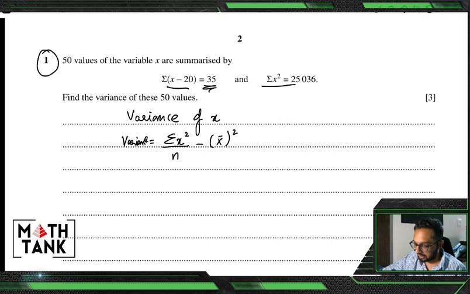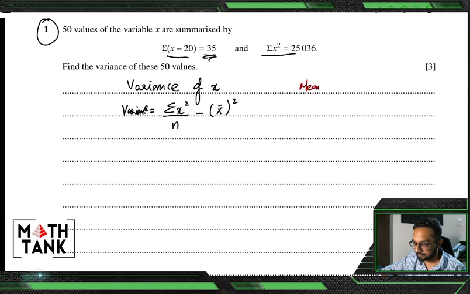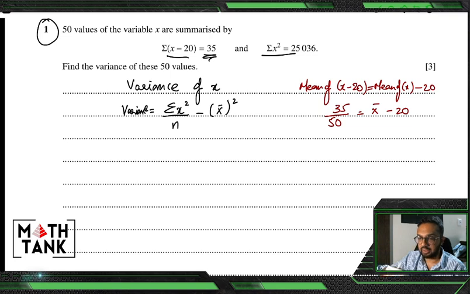So I'm going to start calculating on the right hand side. I'm going to say that the mean of x minus 20 is the same as mean of x minus 20. If you don't know this, there's another marathon that I did on these questions. I solved about 8 questions there. You can go back and see that, and you should understand that. So this gives me 35 over 50. I don't know the mean of x, so minus 20. So 35 divided by 50 plus 20. That gives me x bar equals 20.7.